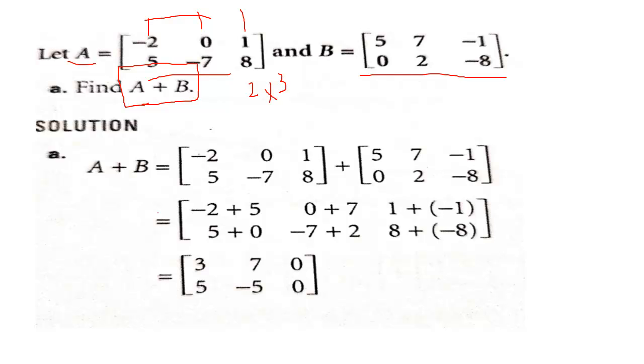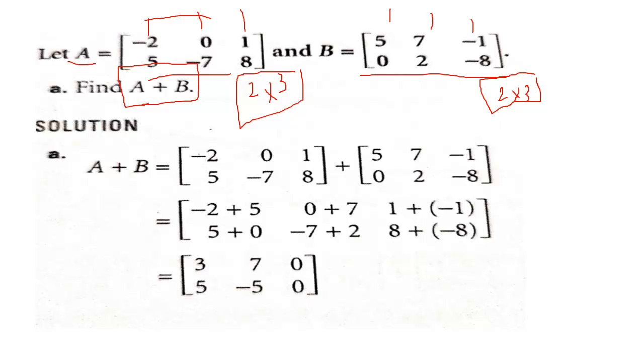So let's see the next one. How many rows here? 2. How many columns here? 1, 2, 3. So 2 times 3. So both matrices have the same system. So we can make the addition now easily.